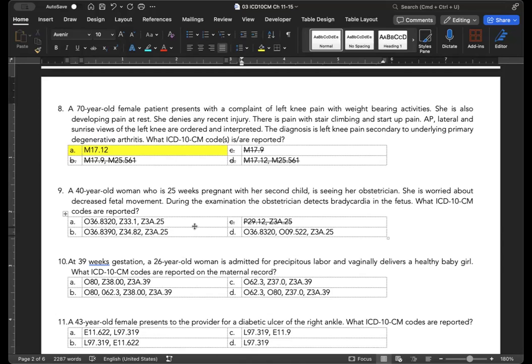Okay. So then our little trick of 25 weeks pregnant's not going to work in this one because they all have Z3A.25, right? We have 2 Z codes that we can use to rule out, or we can use O36.8320 and O36.8390. So let's go to the O codes because I think the O codes is what people struggle with the most. So let's go to the O36.8320 and 8390.